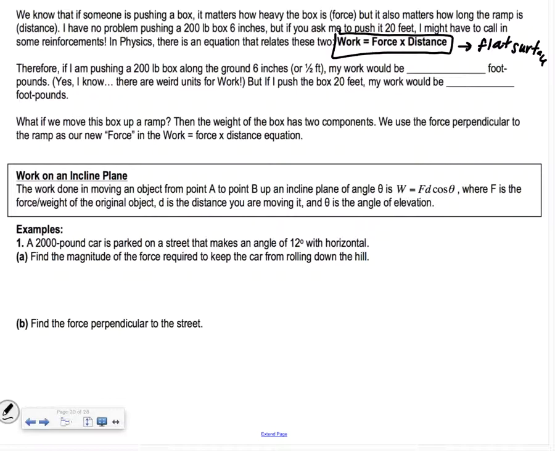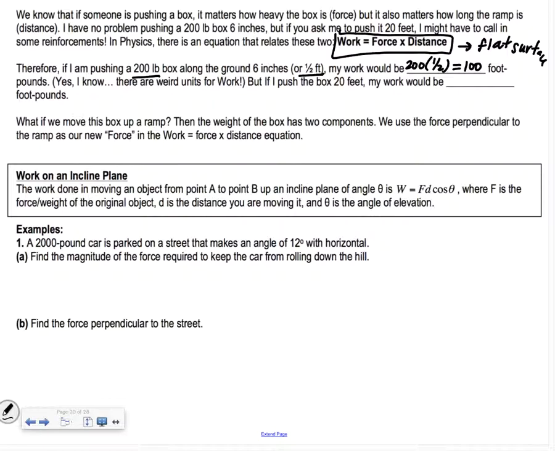But if I'm pushing something up a ramp, well, then it really matters, because what if the ramp is super steep? Then it's going to be even harder to push. Does that make sense? So we have to consider how the ramp is affecting it. And this is the equation that I told you that we would use today. So if I'm pushing a 200-pound box along 6 inches or half a foot, your work ends up being, here's the units, foot-pounds. So we're going to have 200 times 1/2. It ends up being 100 foot-pounds. 200 pounds multiplied by 1/2 foot equals something in foot-pounds.